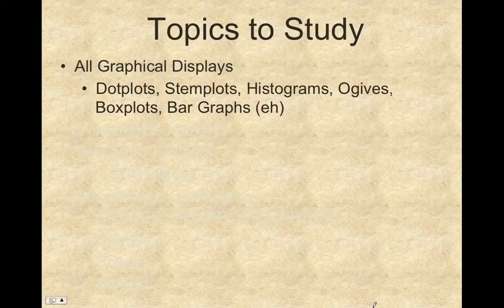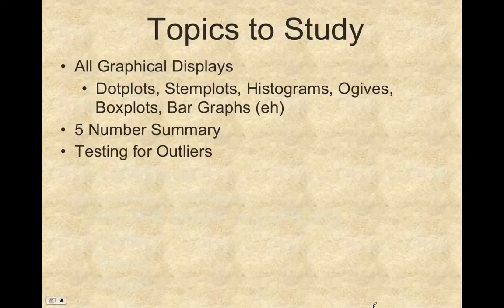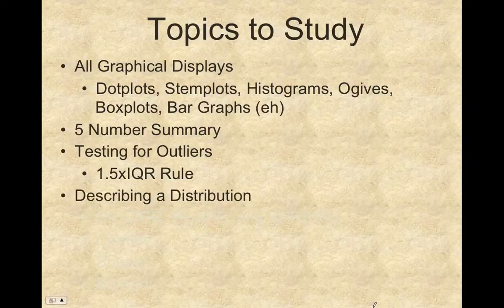So those include dot plots, stem plots, histograms, ogives, box plots. I put bar graphs on here, but that's definitely less important. You are responsible for being able to calculate the 5-number summary and then test for outliers. That's the 1.5 IQR rule that I just taught you. And you need to be able to describe a distribution or summarize a distribution.